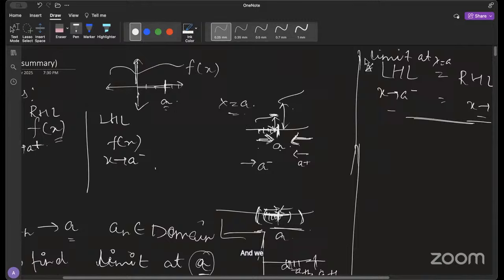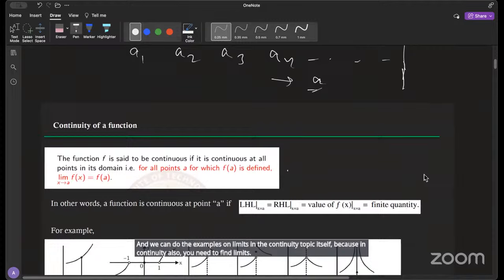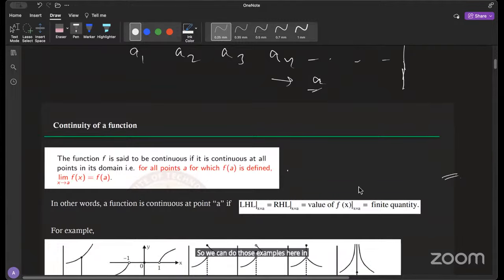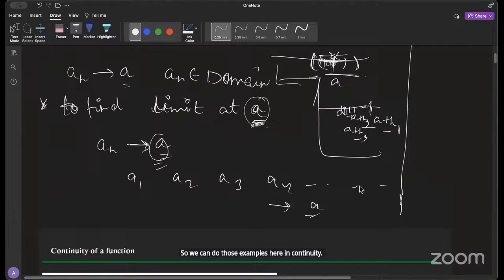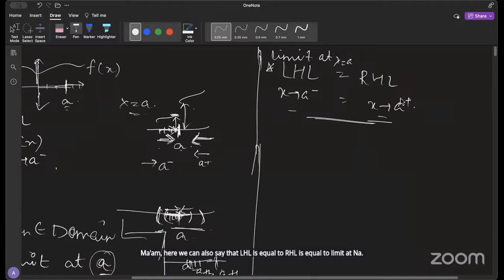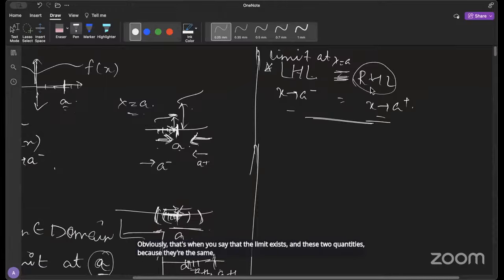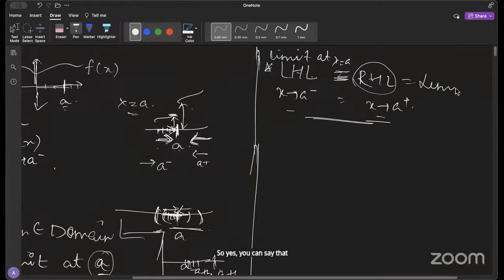And we can do the examples on limits in the continuity topic itself, because in continuity also you need to find limits. So we can do those examples here in continuity. Ma'am, here we can also say that LHL is equal to RHL is equal to the limit at A, na? All three should be equal. If these two things are equal, that's the limit then. Obviously, that's when you say that the limit exists and these two quantities, because they're the same, are the limit.